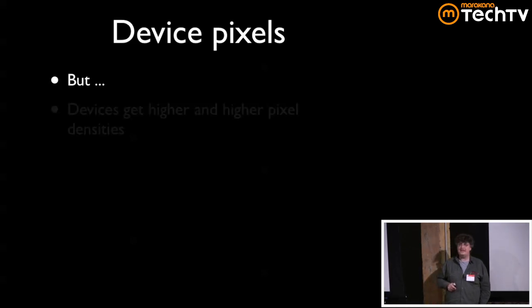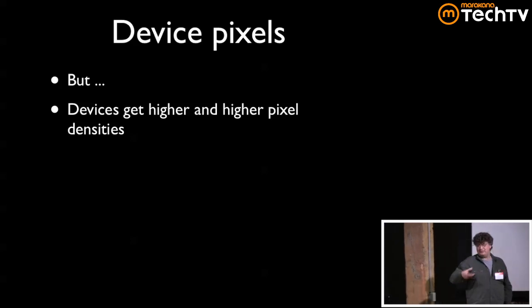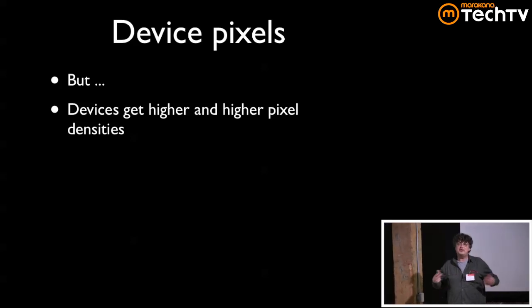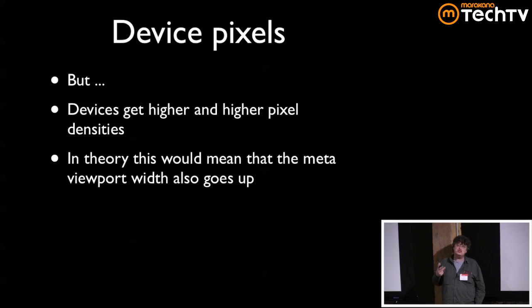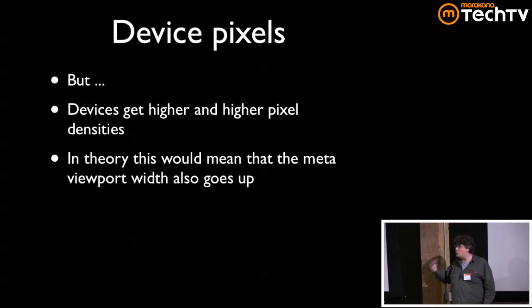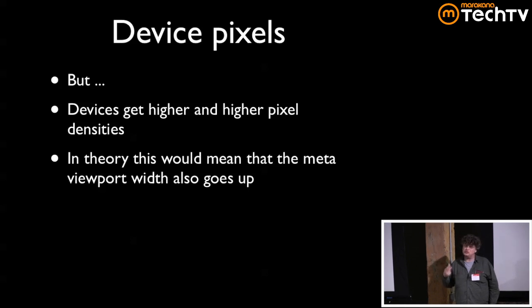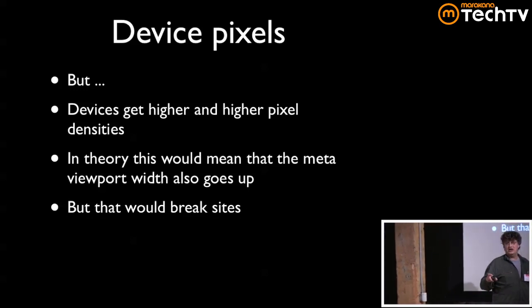However, then came the Retina display. Basically, this is part of a trend. Apple's take on it is most visible, but we're seeing device vendors cramming more and more pixels into the same space because it just gives a nicer display, a better display. In theory, now you would say, okay, so the iPhone, which was the first one, iPhone 4, I think, has more pixels, twice as many, in fact. So the meta viewport width, the natural viewport width that's given by device width, should also double. Point is here, that would break sites, right?